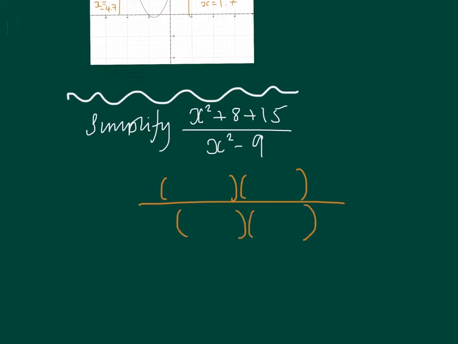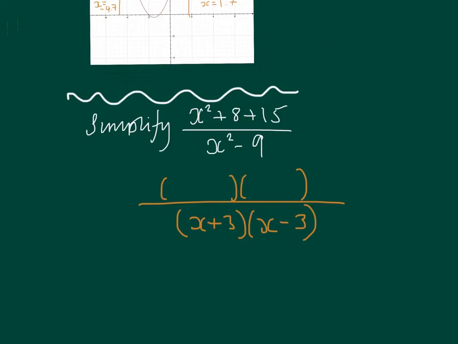That's a difference of 2 squares. Now the difference of 2 squares is quite easy to do. It's going to be x and x. The square root of 9 is 3, so 3 and 3, one of them plus, one of them minus. I've now got to try and factorise the top.